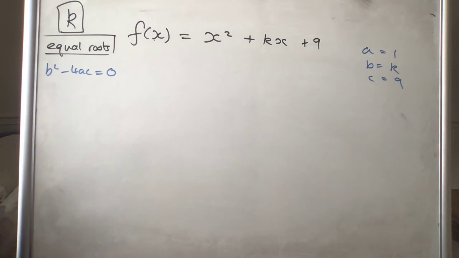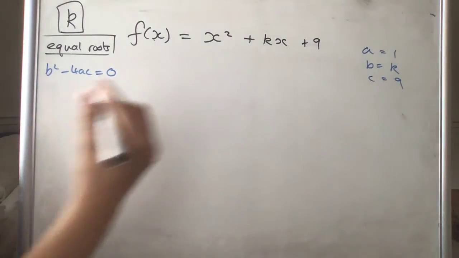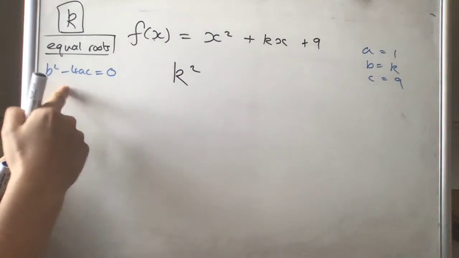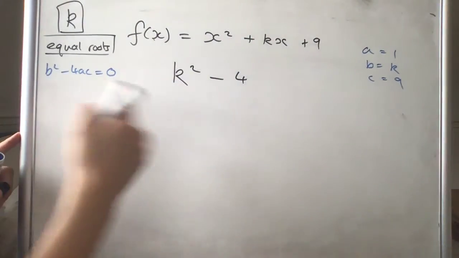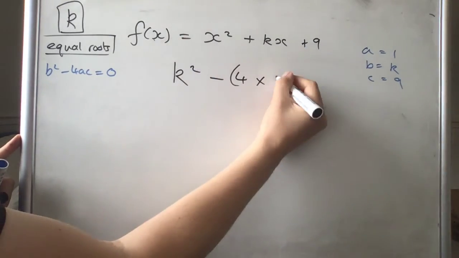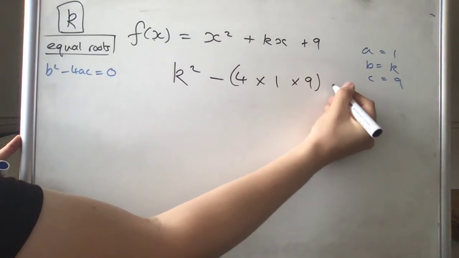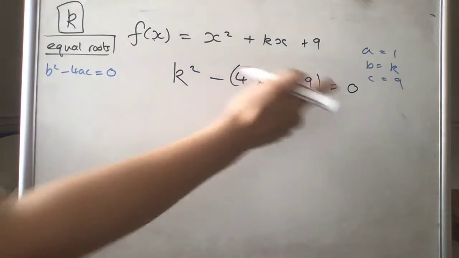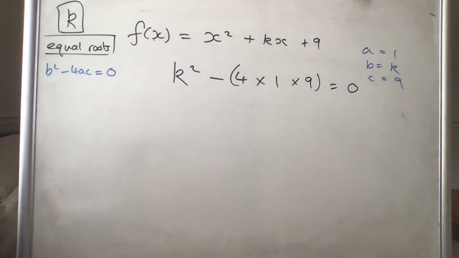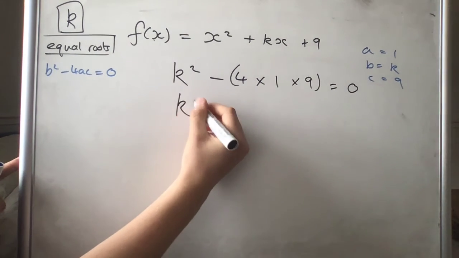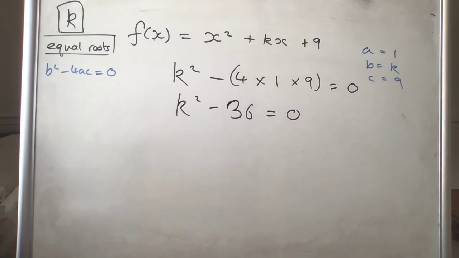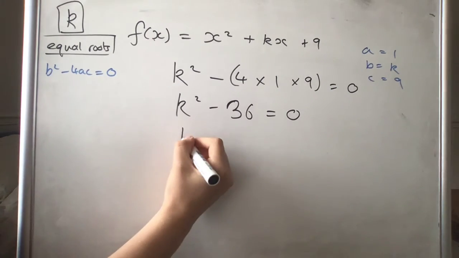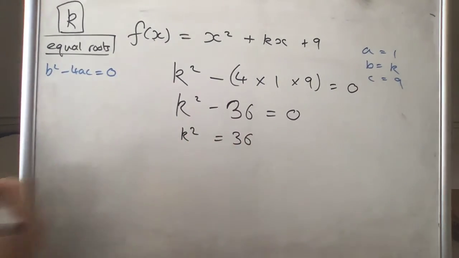So let's do that now. b squared is going to be k squared. And we've got negative 4 times a, so negative 4 times 1 times c, and that's going to be equal to 0, okay? So we just plugged our a, b, and c into our discriminant over here. And 4 times 1 times 9 is 36. So we're going to have k squared minus 36 equals 0. And then we're going to add 36 to both sides. It's going to give us k squared equals 36.